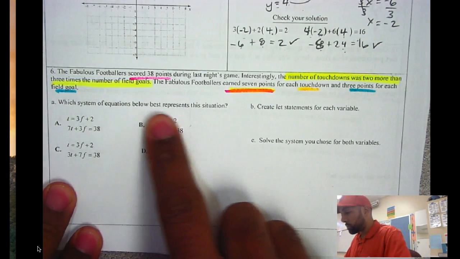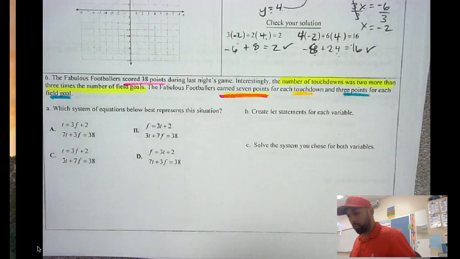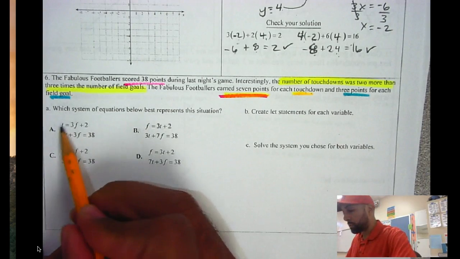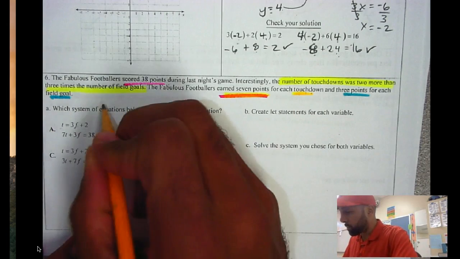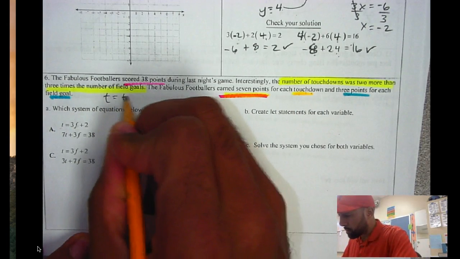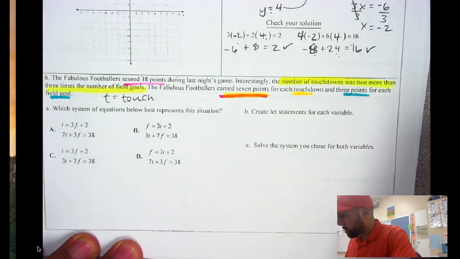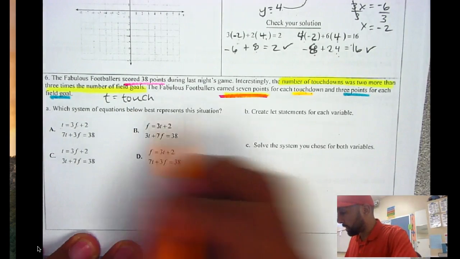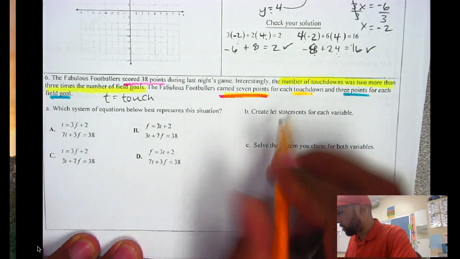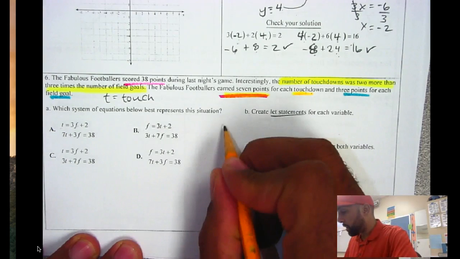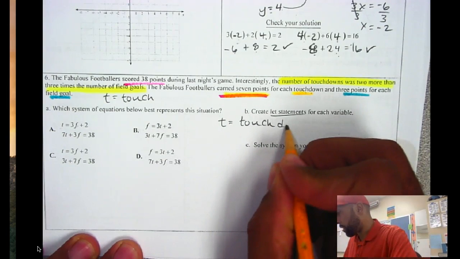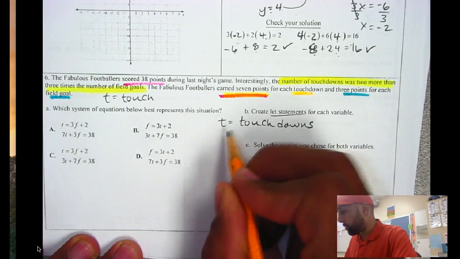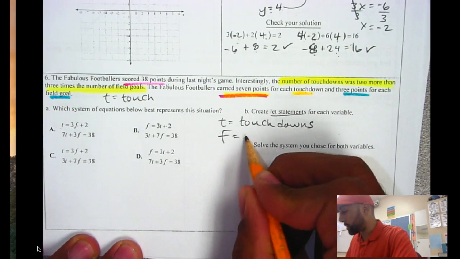Which system of equations best represents this situation? Let's first think about variables. So obviously they're using T and F, T for touchdowns and F for field goals. Okay, so that's actually right here. Create let statements. That just means T equals touchdowns. So that's where we want to put our variable representation. So F is equal to field goals.